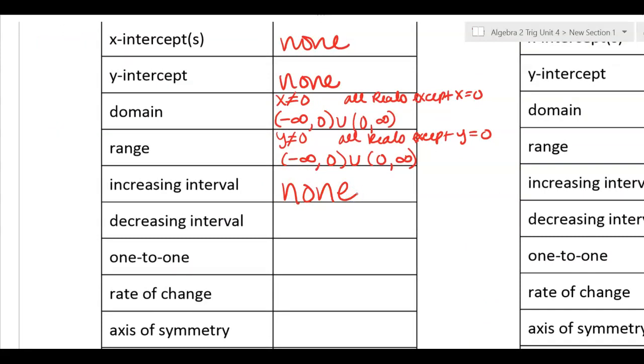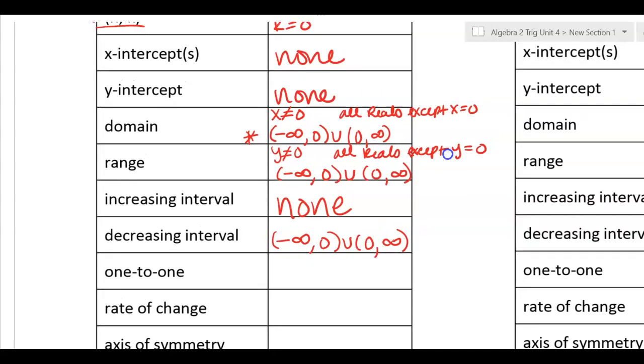And for decreasing intervals, it's the entire domain written in interval notation, which would be the same as this right here. So from negative infinity to 0, nobody knows what's happening at 0, and then beyond that. Okay? We can't include the 0 because it wasn't part of the domain. You're not doing anything there. Okay?